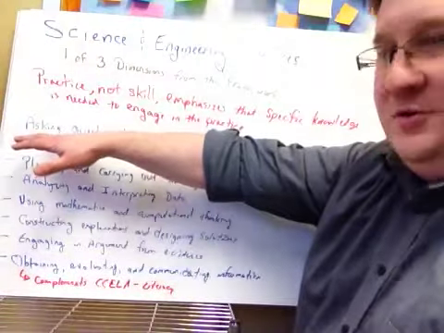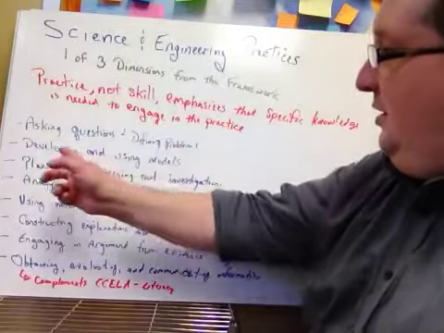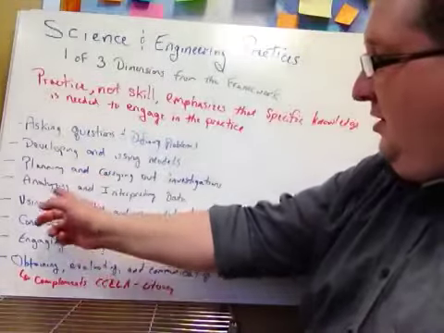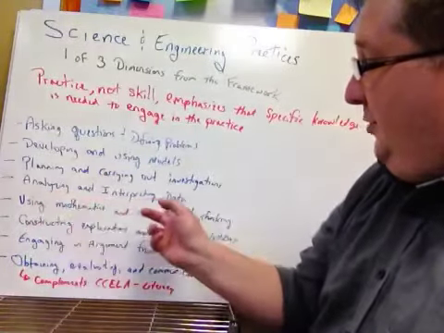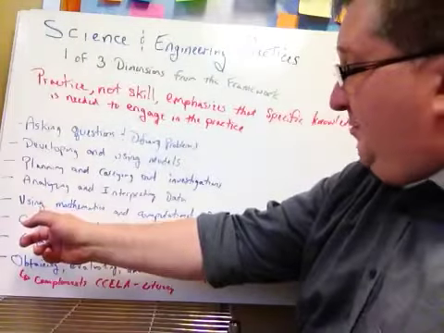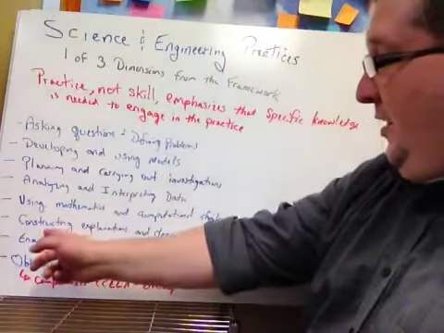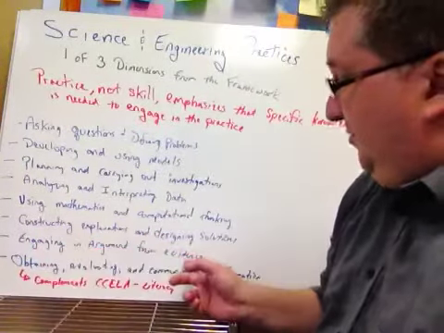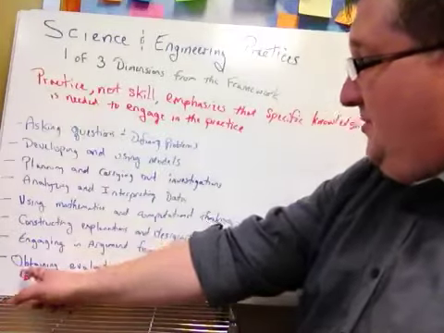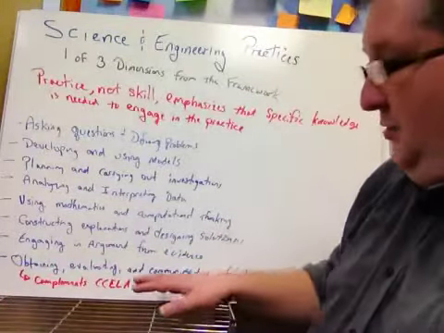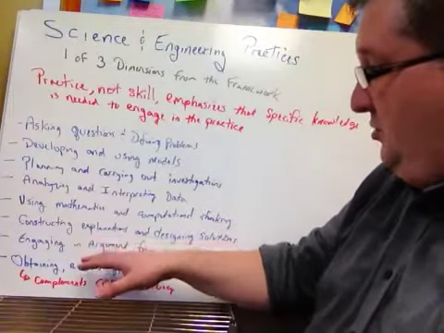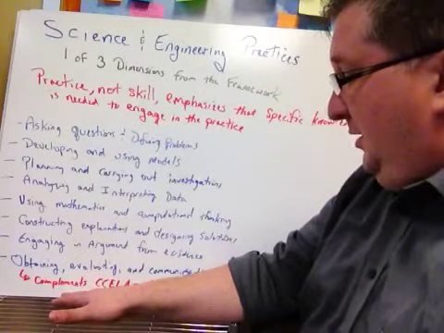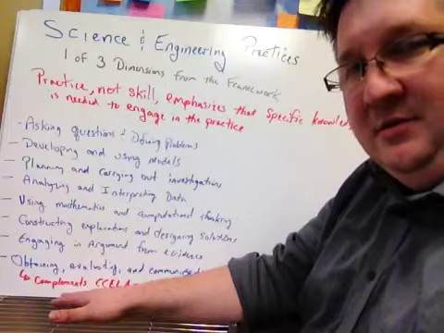The first one is asking questions and defining problems. The second is developing and using models. The third is planning and carrying out investigations. The fourth practice is analyzing and interpreting data. Next is using mathematics and computational thinking, and then constructing explanations and designing solutions. The seventh is engaging in argument from evidence, and the eighth is obtaining, evaluating, and communicating information. This eighth one in particular, but also engaging in argumentation, are very complementary to the Common Core English Language Arts standards for literacy in science and technical fields.